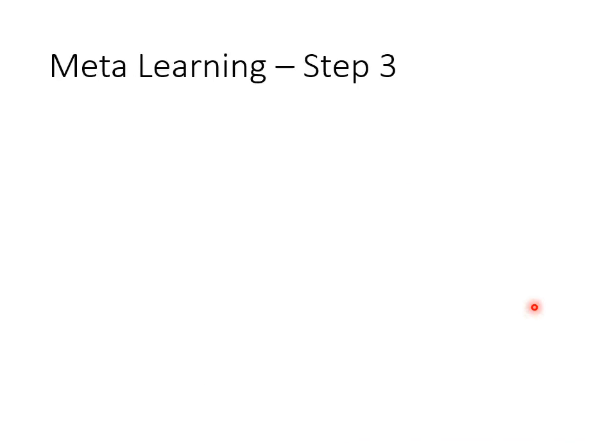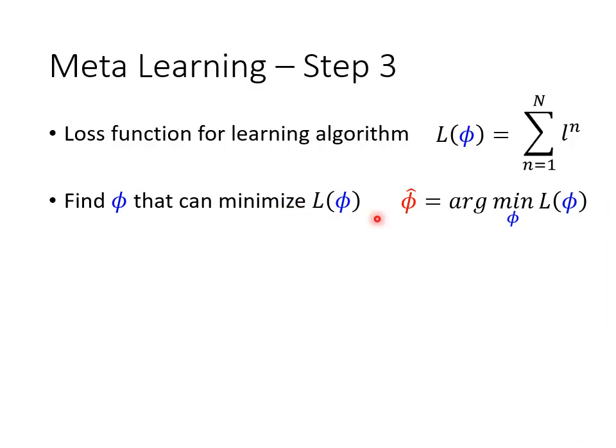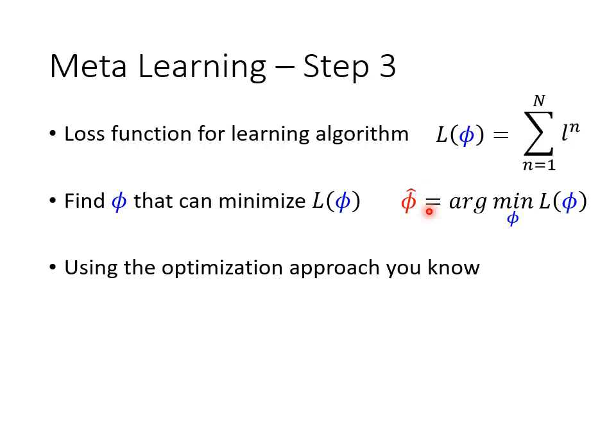Let's move to step 3. So now we already define the loss function. We already define capital L. So you have an optimization problem like this. You want to find phi which can minimize capital L. And phi hat is the component that can minimize capital L. Then the next problem is, how can we solve this optimization problem? And this is not hard. With the meta-learning technique, just use the optimization approach you know.